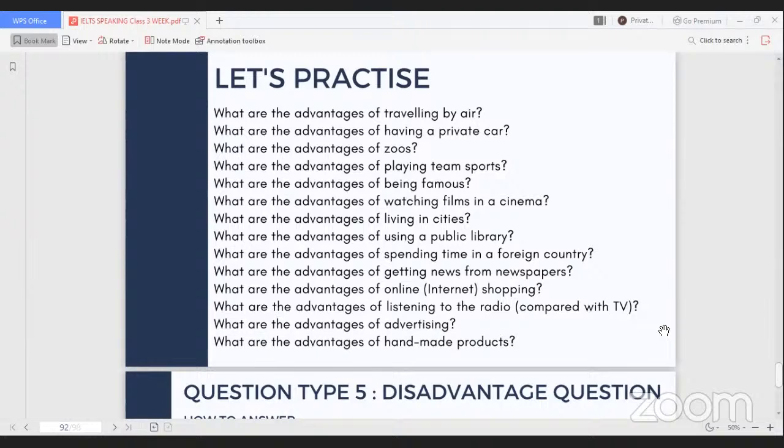Okay. Next, I don't know. It probably is a bit hard for you. The advantages of listening to radio. Radio. It's been a long time. I know. Okay. Radio.